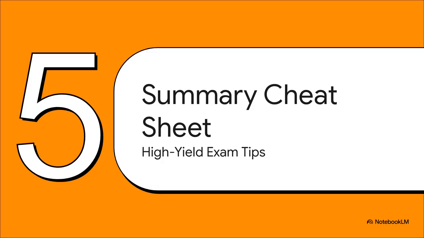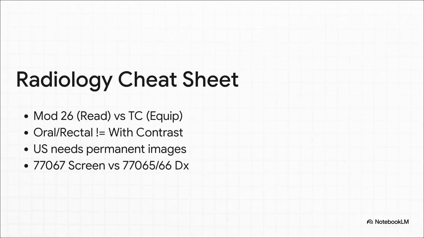And finally, Section 5, Part 83, Summary Cheat Sheet. All right, you made it to the end of today's deep dive. Let's quickly lock in this knowledge with a high-yield cheat sheet. Here are your 4 rapid-fire takeaways for the exam. First, modifier 26 is interpretation. TC is equipment. Second, oral or rectal contrast is never with contrast. Just don't do it. Third, diagnostic ultrasounds absolutely require permanently recorded images. And fourth, mammography code 77067 is strictly for screening, while 65 and 66 are diagnostic. You definitely want to burn these into your memory.